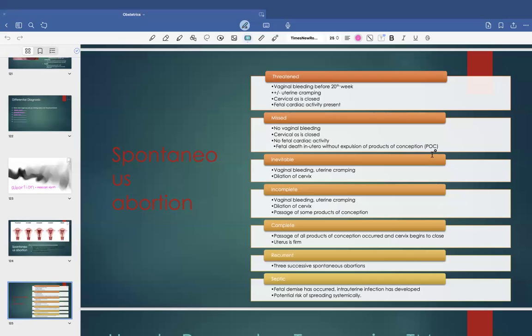Is the baby septic and that affects the mother, or the mother becomes septic and that affects the fetus? So the baby is deceased. Okay, and now an infection has occurred from that deceased fetus. Thank you.